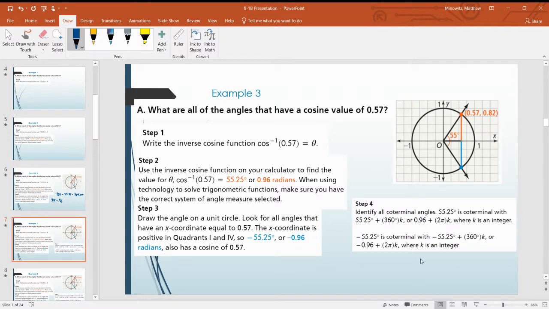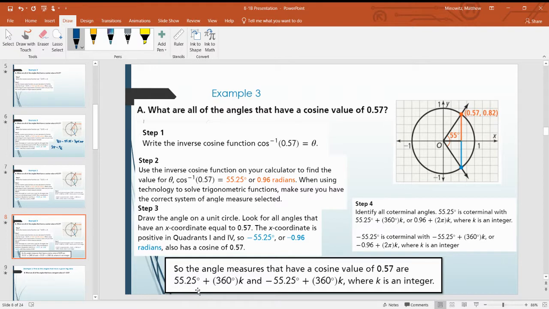Now we're not done yet because there's technically an infinite amount of angles. So we need to define all of the angles, and this is where the plus 360k or plus 2 pi k comes in, because this angle up here is 55 degrees, or it's 55 plus 360 degrees, or 55 plus 360 plus 360 again degrees. So the easiest way to say that is 55 plus 360k, or for radians, 0.96 plus 2 pi k. And we have to do this with both the first quadrant angle and the fourth quadrant angle.